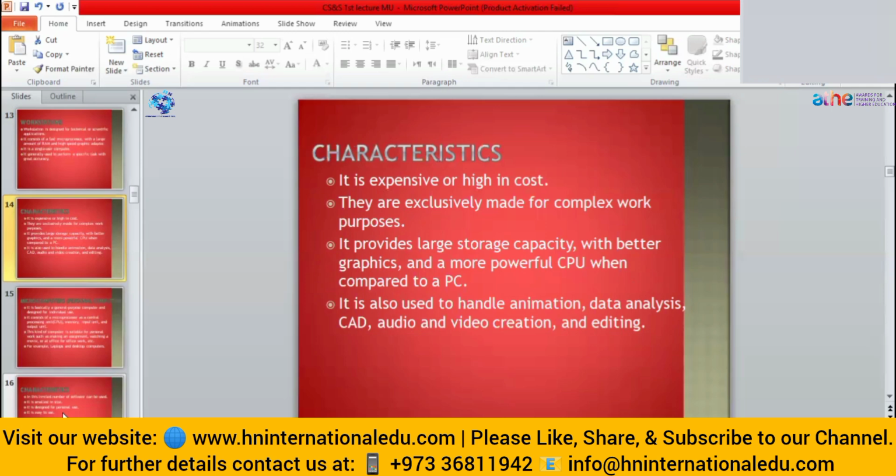So they are designed for complex work. Because it is a single task they have to perform, we have to design the computers according to our need. So it provides large storage capacity with better graphics and a more powerful CPU as compared to our microcomputers. So they are used to handle animation, data analysis like computer aided designing, computer aided manufacturing, audio and video creation, and editing.